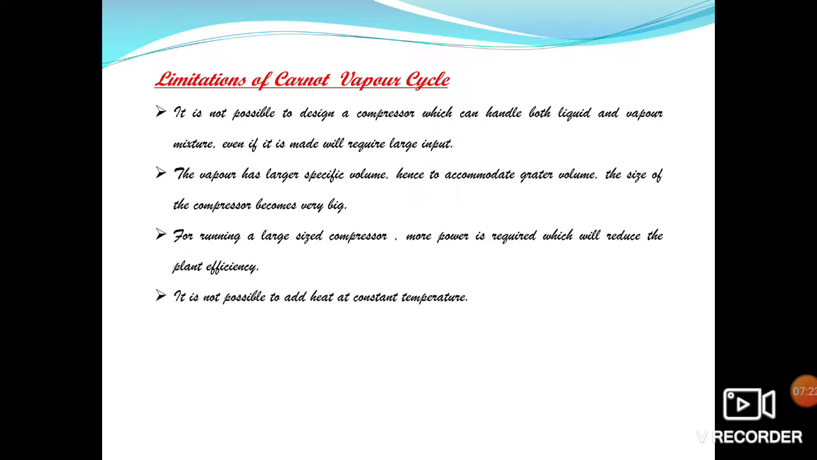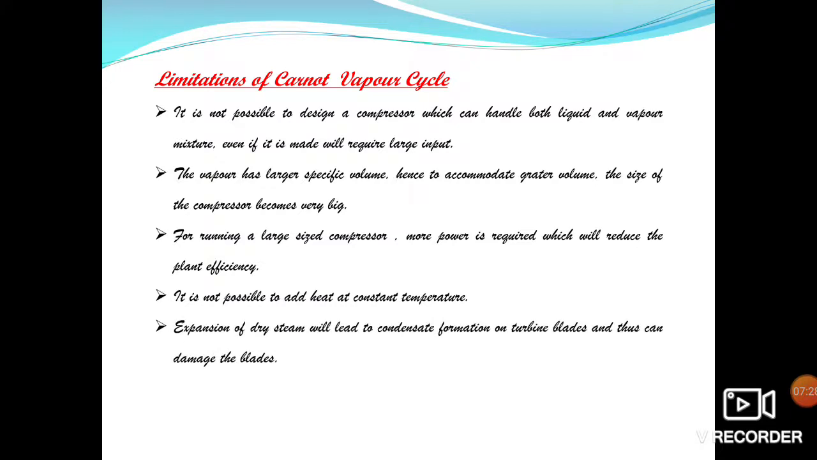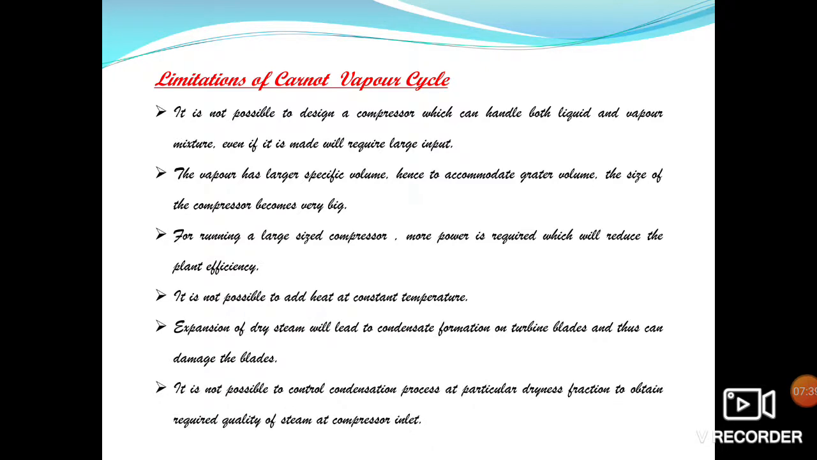Next, it is not possible to add heat at constant temperature. Next, expansion of dry steam will lead to condensate formation on turbine blades and thus can damage the blades. And the last limitation is, it is not possible to control the condensation process at a particular dryness fraction to obtain the required quality of steam at compressor inlet. So due to the above mentioned facts, the Carnot cycle cannot be practically run in a steam power plant.